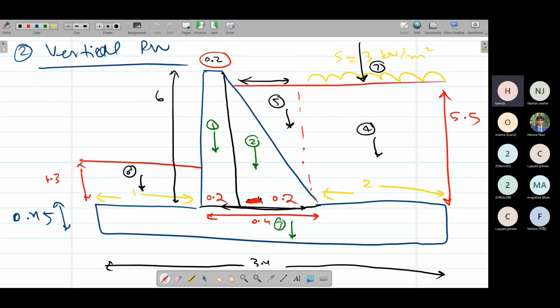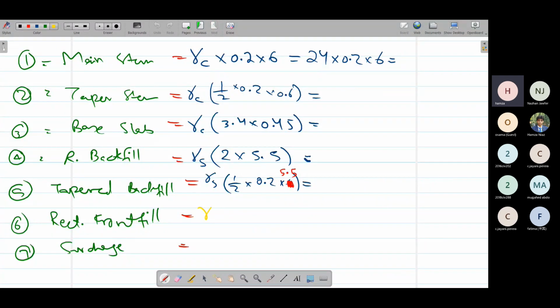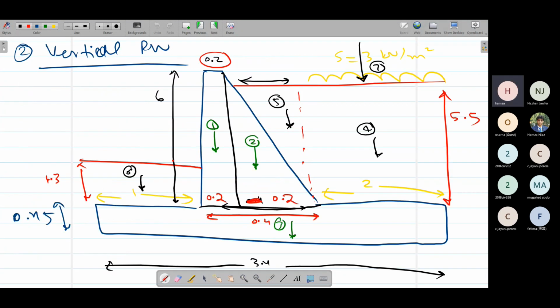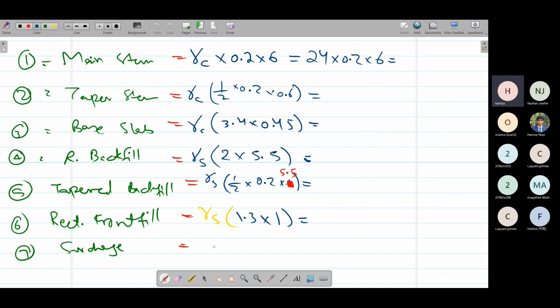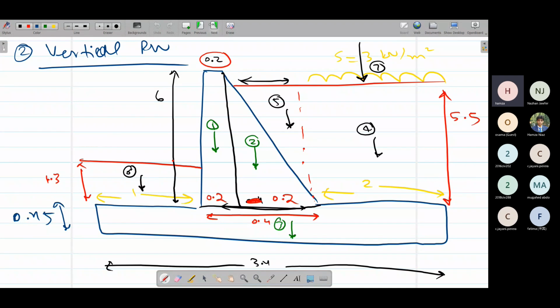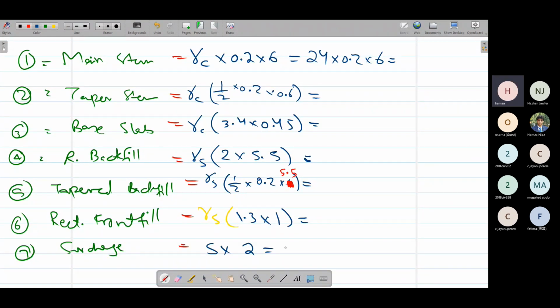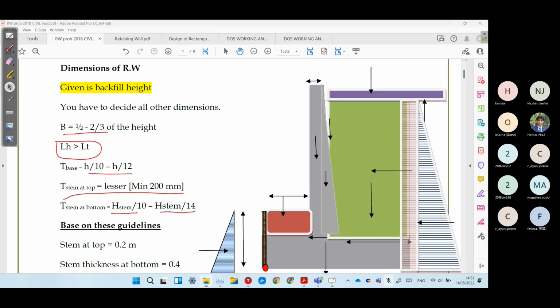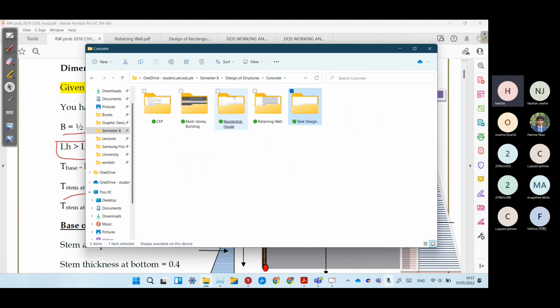So for the rectangular front fill, we have gamma of sand times height as 1.3 and width as 1, with the length of 2. And finally, the surcharge. The surcharge is simply S times the length on which it is acting. It is acting on 2 meters, so S times 2. We have S as 3 kilonewton times 2, so it is 6 kilonewtons. All right, this way we can calculate all the rectangular forces.